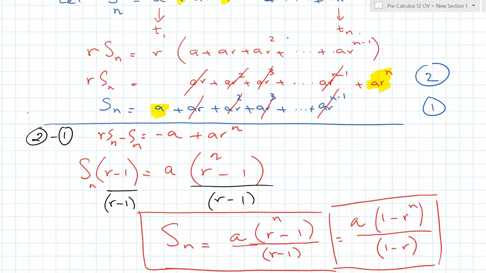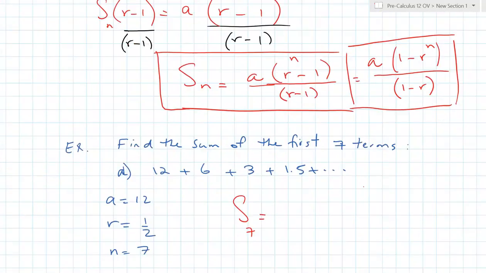So this is basically the formula for the sum of the n terms of a geometric sequence. And remember, a is the first term, r is the common ratio, and n is the term number, whichever the term number is. Okay, so now let's look at a couple of examples. So we want to find the sum of the first 7 terms in this geometric series. All right, now we have all the information that we need. a is 12, r is half.